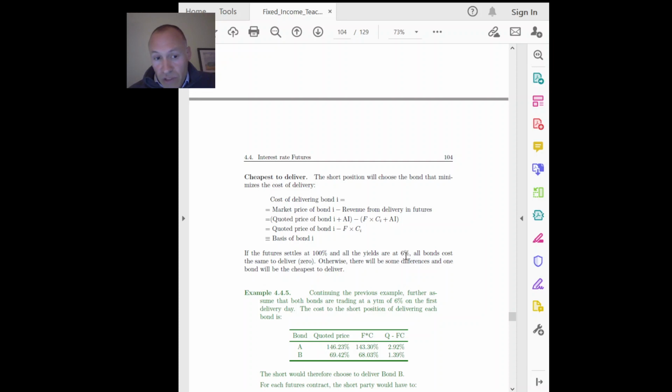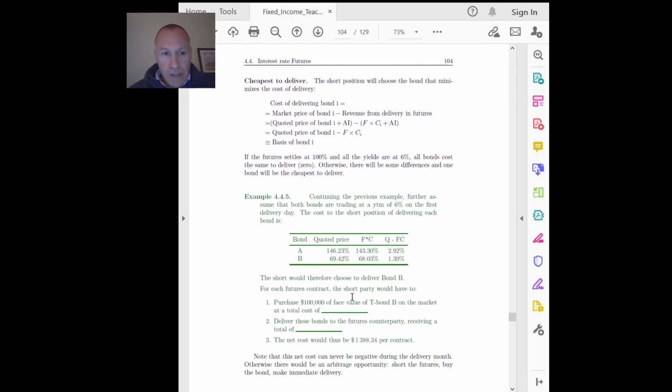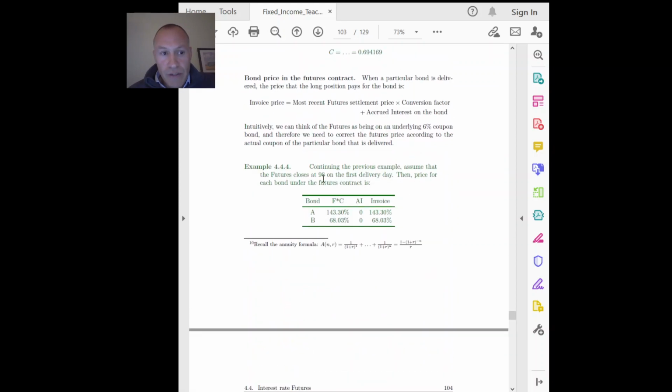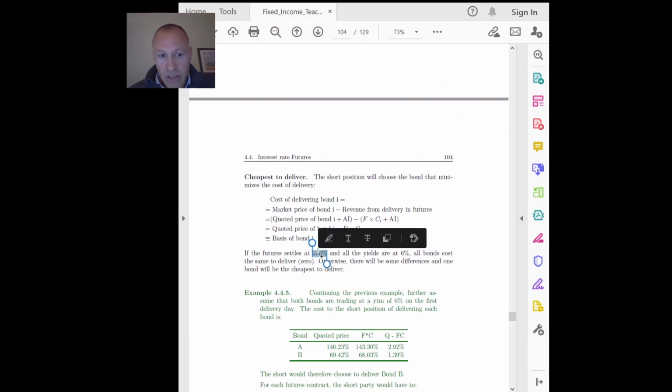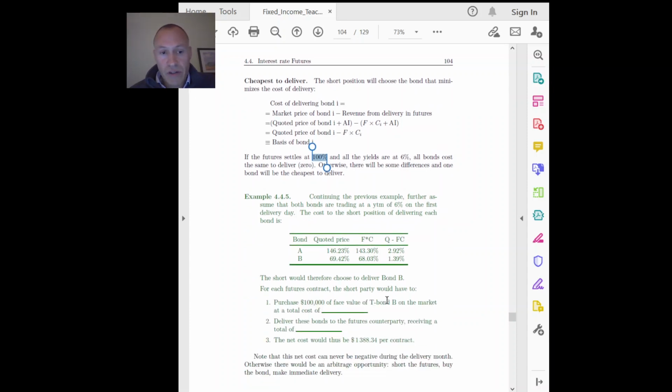But as long as one of these conditions is not true, then there may be some differences between the costs of each bond. Okay. So for example, let's assume that both bonds in the delivery date are trading at the yield to maturity of 6%. So this part of the condition is fulfilled, okay? But as we were assuming back here, the future was closing at 98. So this part of the condition is not verified, right? So there will be a slight difference in the cost of delivering these two bonds.